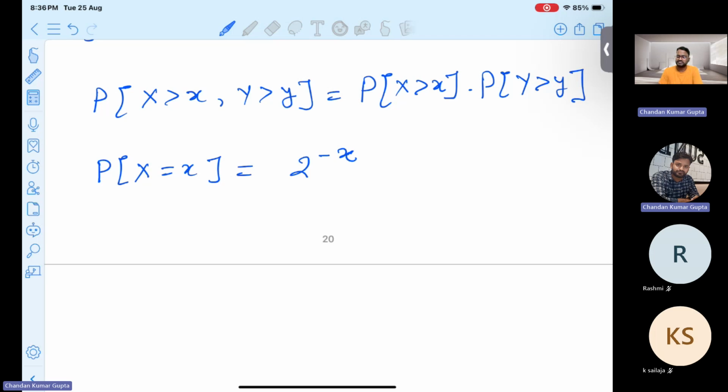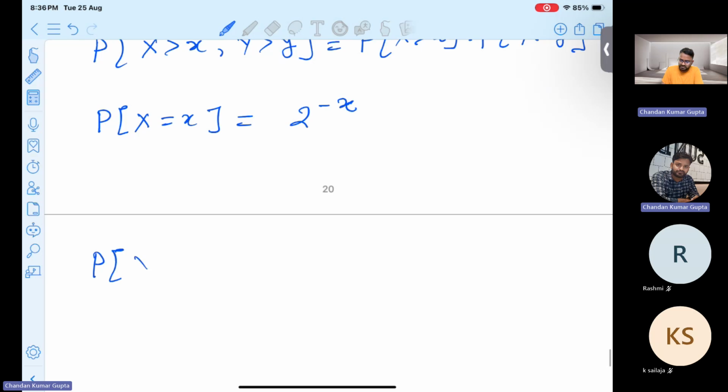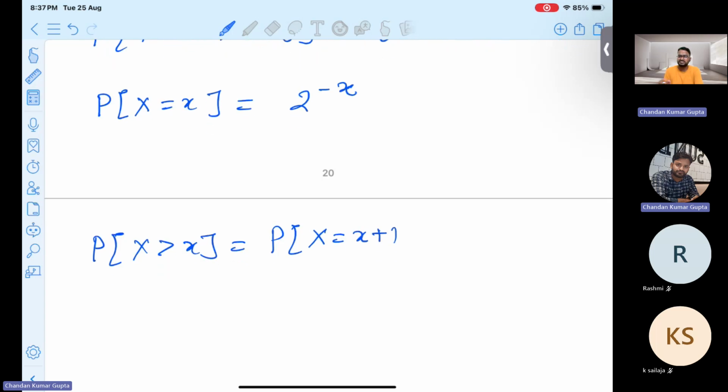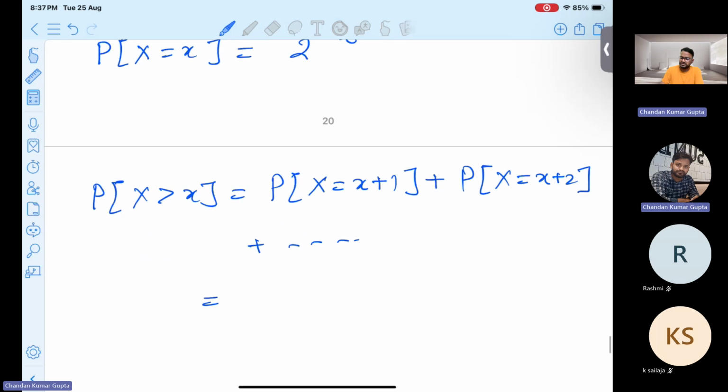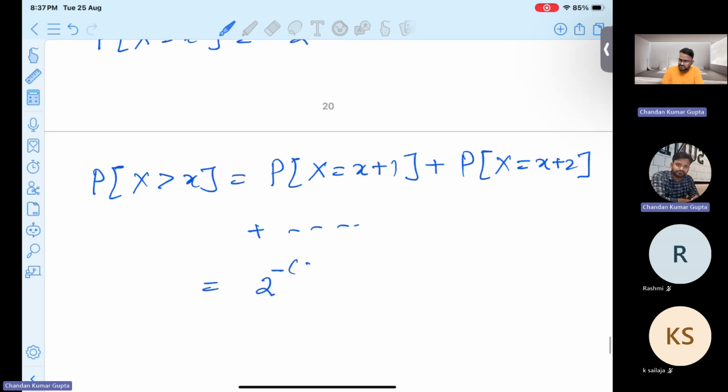Now, our question is what? We need to find the probability that X is greater than x. So let's write it: the probability that X is greater than x is the probability that X is equal to x plus 1 (greater than x means x plus 1, because it is discrete in nature), plus the probability that X is x plus 2, and so on. Since this is given as 2 to the power minus x, it's 2 to the power minus of (x plus 1) plus 2 to the power minus of (x plus 2) plus 2 to the power minus of (x plus 3) and so on.